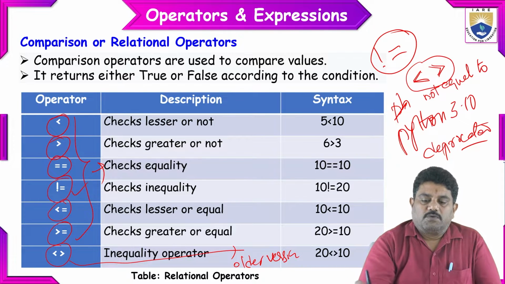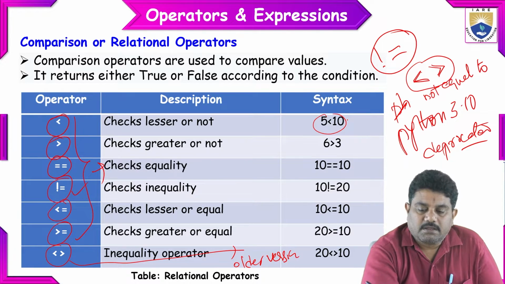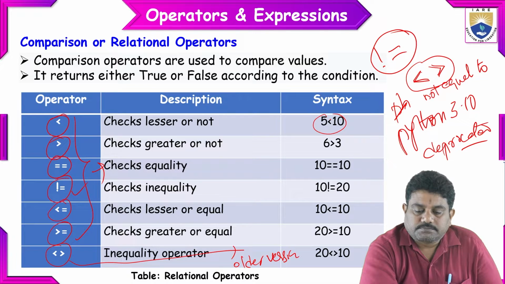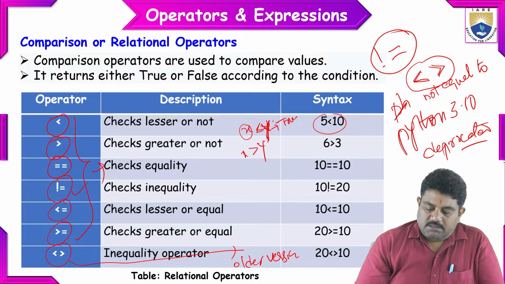This is the syntax of comparison operators: 5 less than 10. Not only numbers, we can also use variables, like x less than y or x greater than y. If, for example, x is less than y, then it returns true. We'll see some examples.